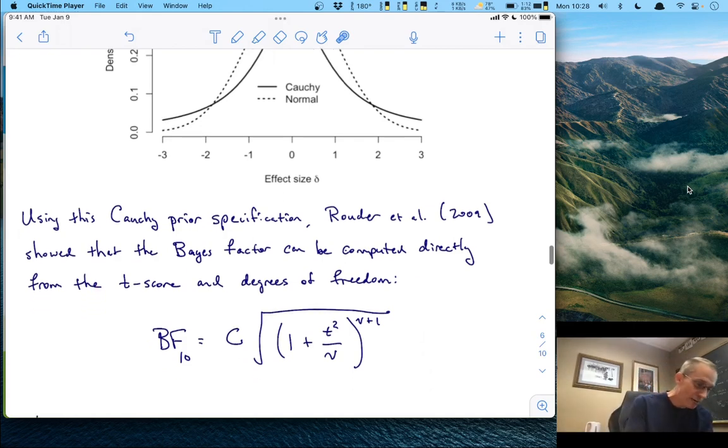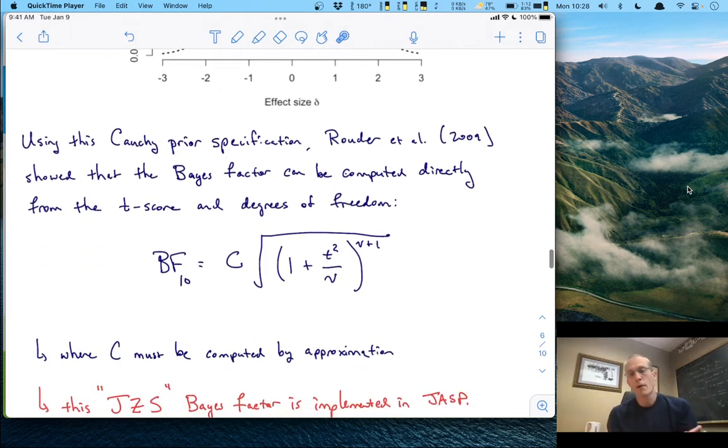Now, what's that C? Well, C is really complicated. I didn't even want to write it on the lecture. It's a really complicated constant that requires some numerical routines to do integration. So C has to be approximated by computer software. And so in JASP, you're going to see an approximation column, and that's where it comes from. It's an approximation of that constant. But everything else under the hood is just a square root of something that you compute.